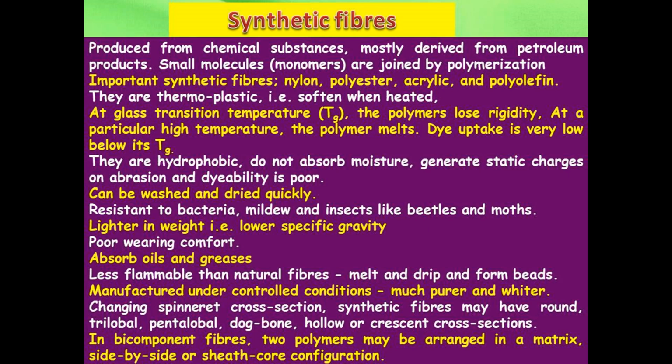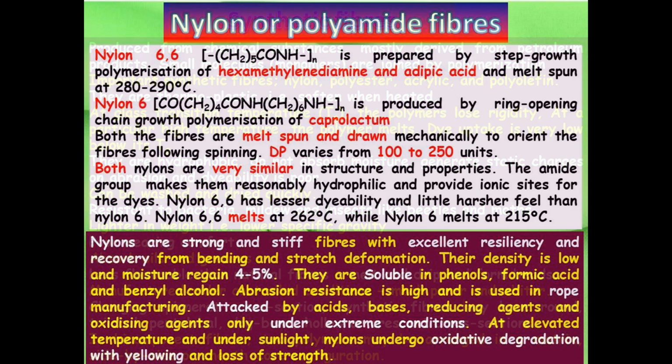Manufactured under controlled conditions, they are much purer and whiter. By changing the spinneret cross section, synthetic fiber may have round, trilobal, pentalobal, dog bone, hollow or crescent cross sections. In bicomponent fiber, two polymers are arranged in a matrix, side by side or sheath core configuration.